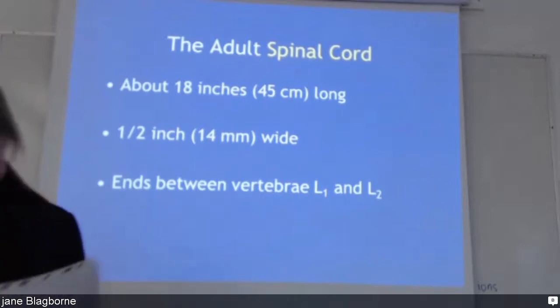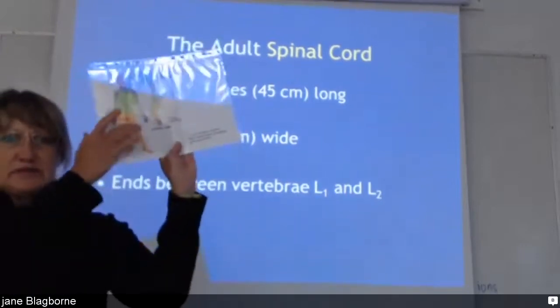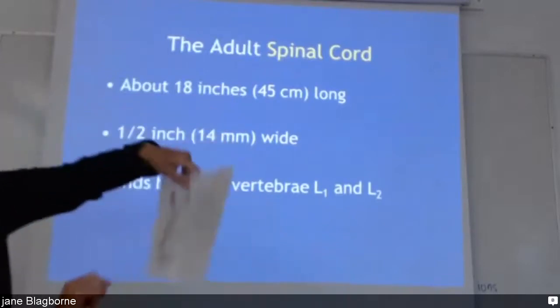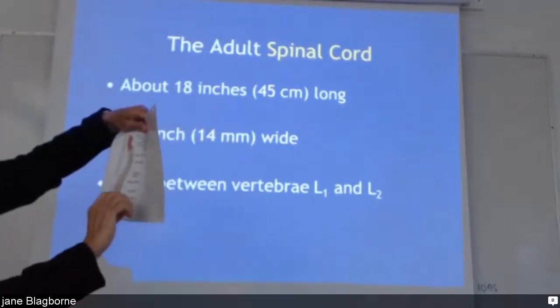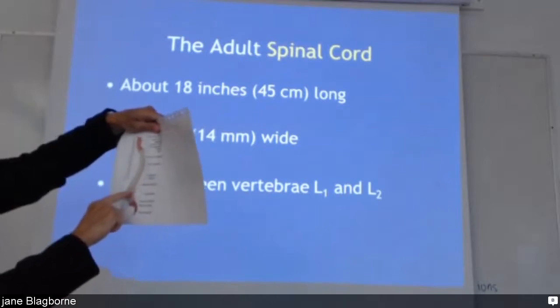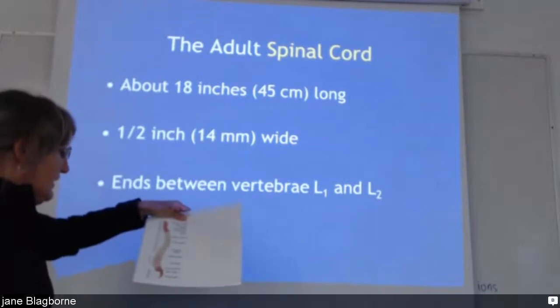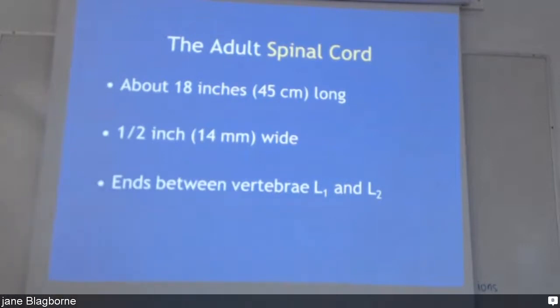I believe this is a new textbook. Yeah, that's a new textbook. And just that the spinal cord only goes down to lumbar 1 and 2, which is down here, about down here. So it doesn't go all the way to the end of the vertebral column.